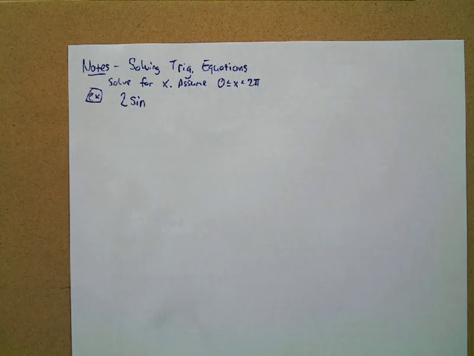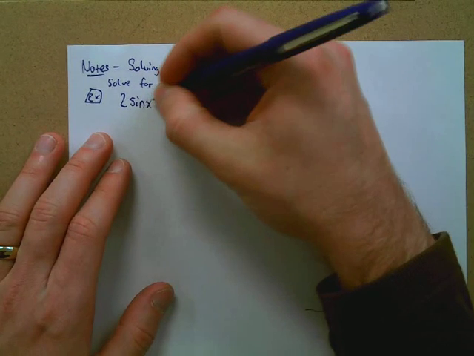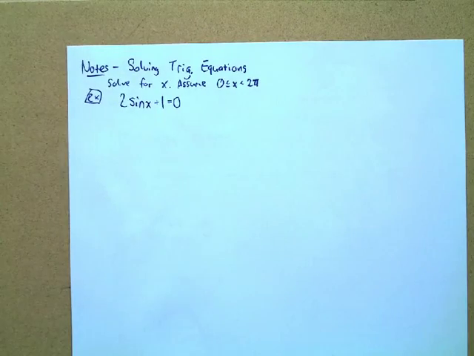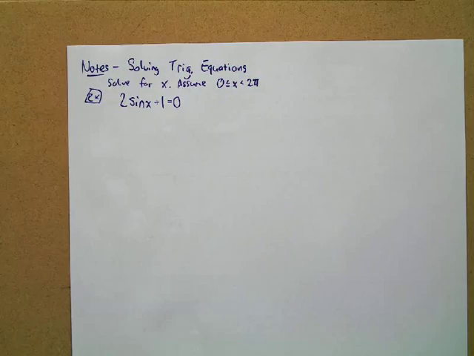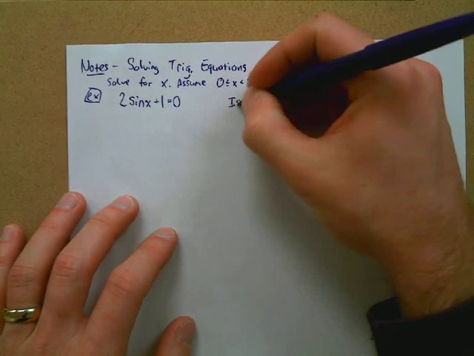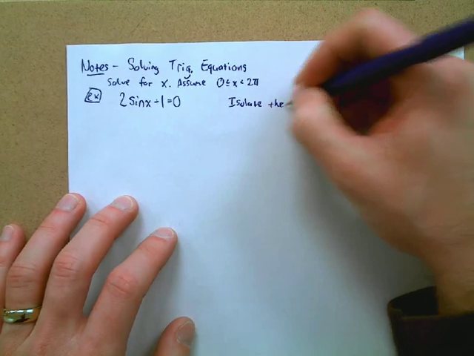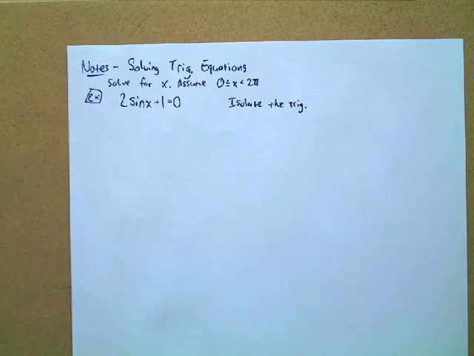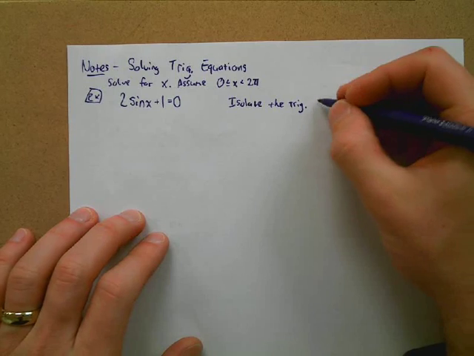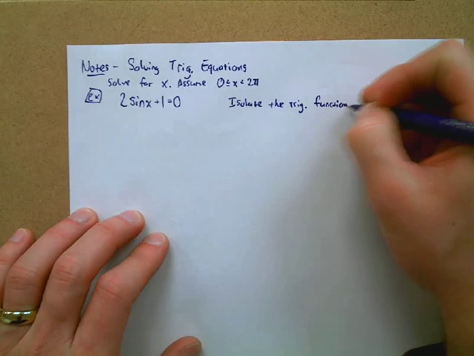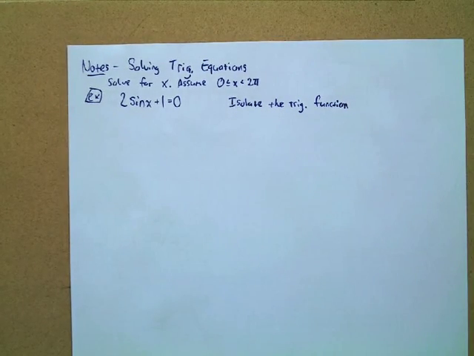So, let's say we've got 2 sine of x plus 1 equals 0. And so to solve for x here, we want to get x by itself, or at least get down to the trig function here, sine of x. So we want to isolate the trig function. And all of our equations that we're working on will have the variable inside the trig function. Isolate the trig function. That's the basic goal here.